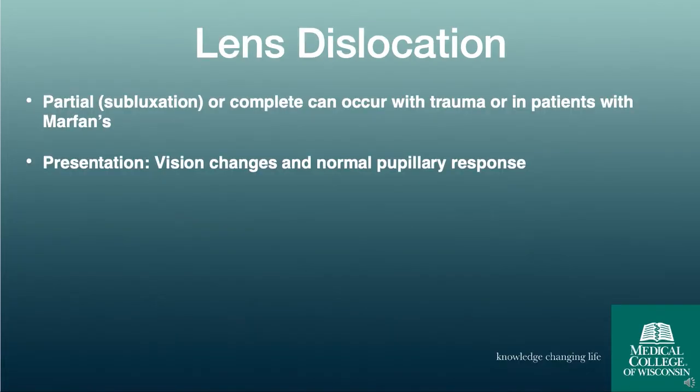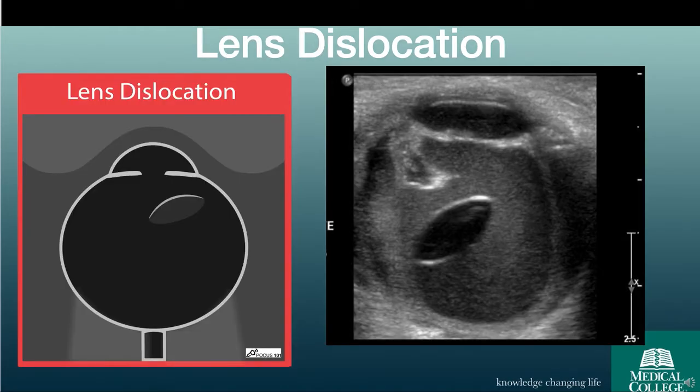Okay. Lens dislocation. This can occur in traumas or in patients who have Marfan's. You can get a partial or a subluxation or a complete dislocation. These patients will present with vision changes and a normal pupillary response.